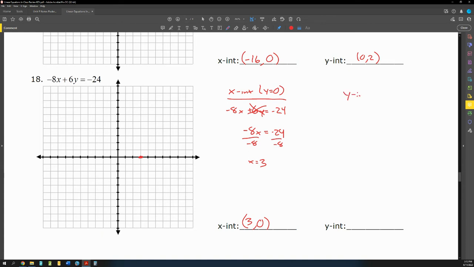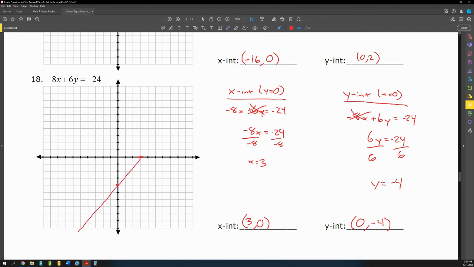To find the y-intercept, that's where x is equal to 0. So negative 8x plus 6y is equal to negative 24. Again, that whole x term is going to cancel out, and we're just left with 6y equals negative 24. Dividing both sides by 6, we get y is equal to negative 4. I like to use the trick. Works really well in standard form, and it helps us find those intercepts pretty easily. All right, so graphing that line. Draw those arrowheads, and we've got the line here.